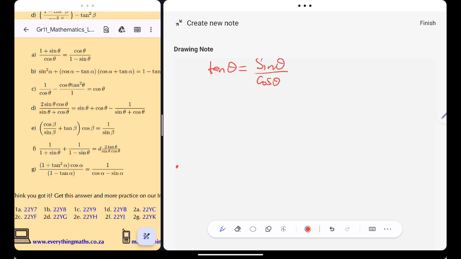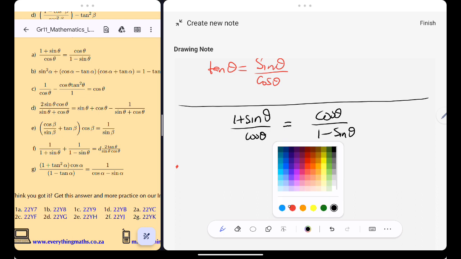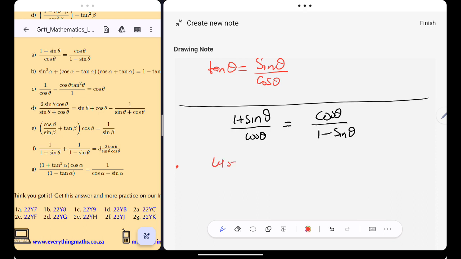First question, let me use black. I must show that 1 plus sine theta all over cos theta is equal to cos theta all over 1 minus sine theta. Are you together? In this case, it doesn't matter. I can simplify either the left hand side or the right hand side. Whenever I prove identities, guys, we always choose the most difficult side and simplify it. So in this case, it doesn't matter. I'll go with the left hand side.